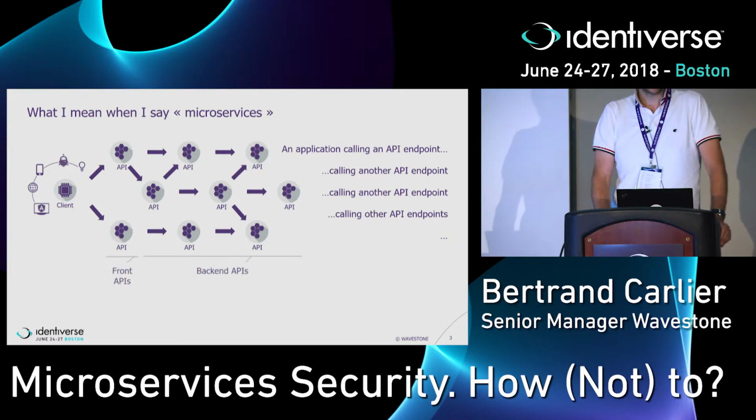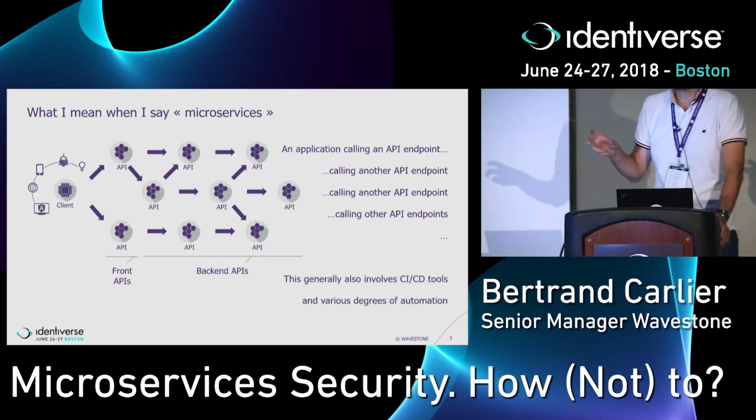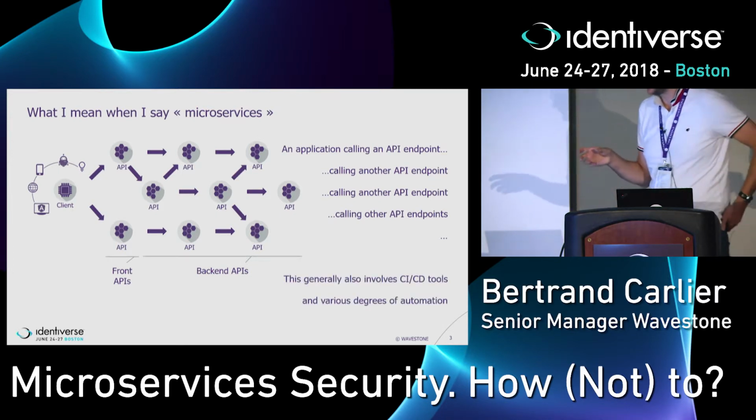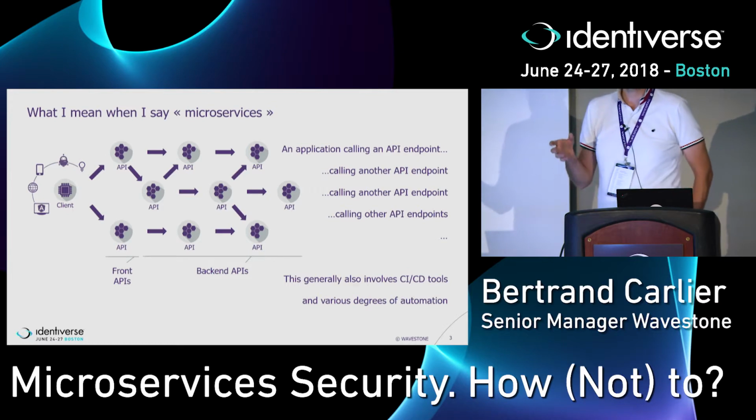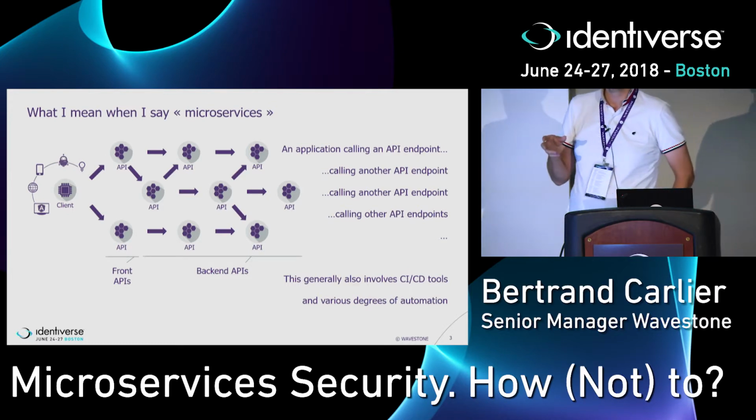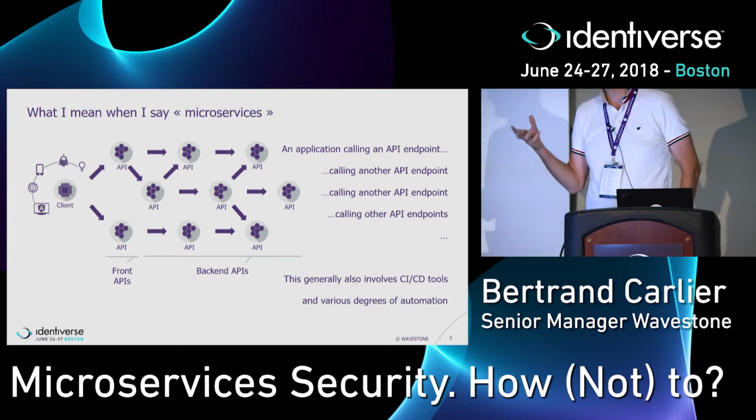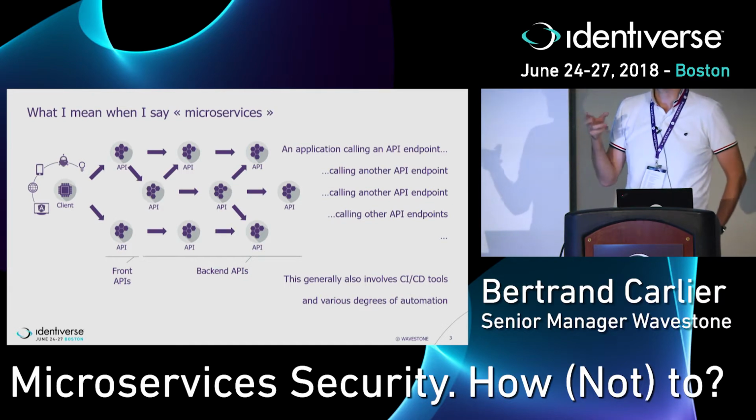You're going to end up with front APIs, backend APIs, and I'm going to try to focus on the backend APIs here and how you're going to secure those. And this will generally involve also various degrees of automation around continuous integration and continuous deployment tools that you may have, and this will come in handy at some point to provide security on those APIs.